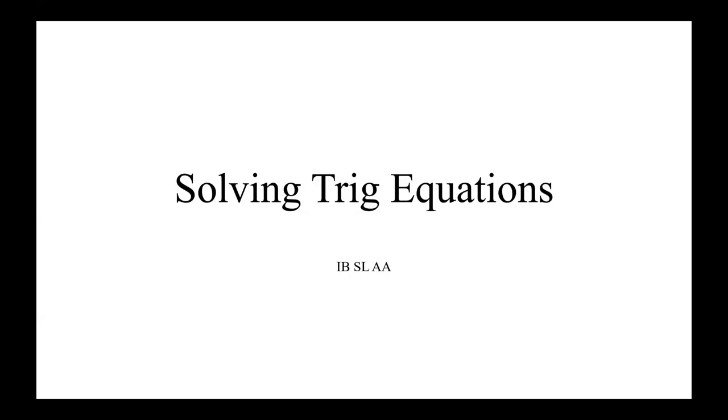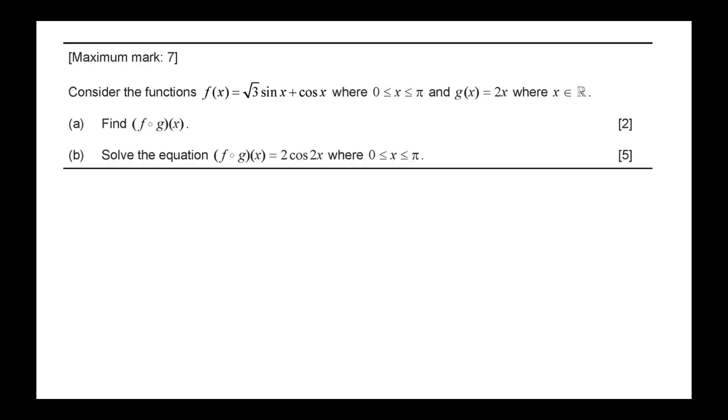Hello all, and welcome to this video where we'll solve a trigonometric equation problem from the IBSL past papers. In this question, we have a function f of x equals radical 3 sine x plus cosine x, and another function g of x equals 2x, and they have different domains. For f of x, the domain is from 0 to pi, and for g of x, the domain is all real numbers.